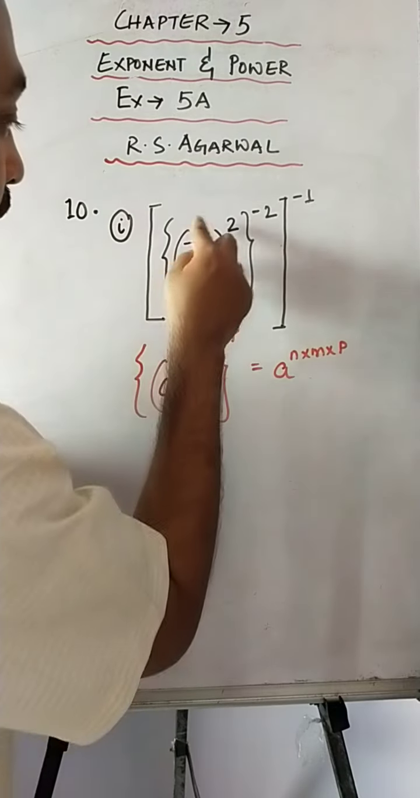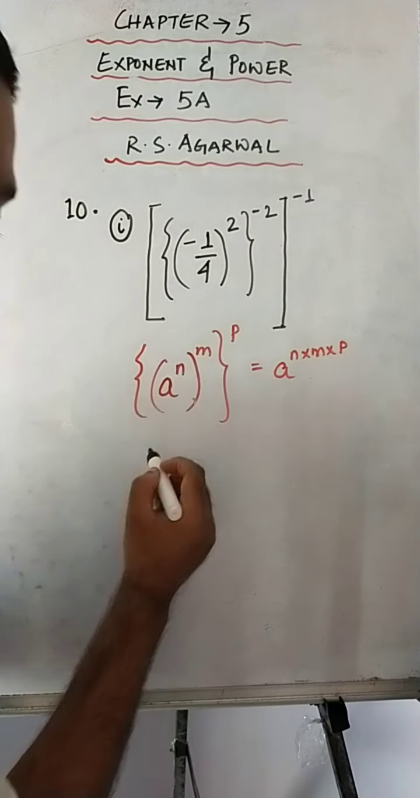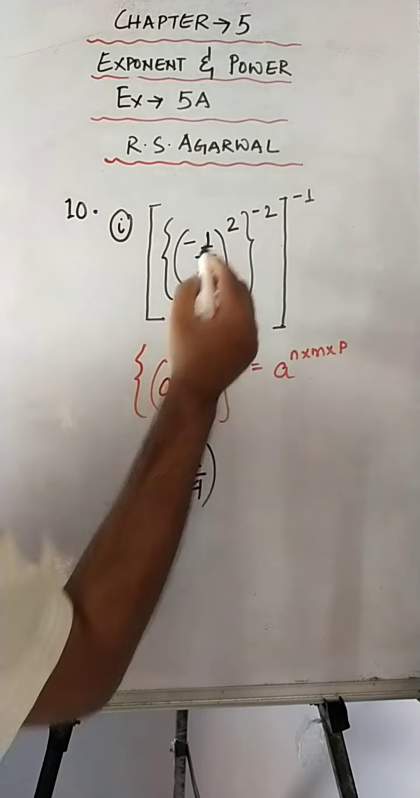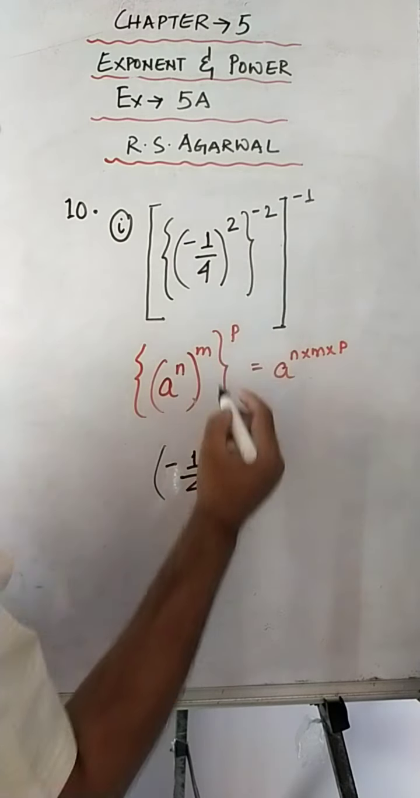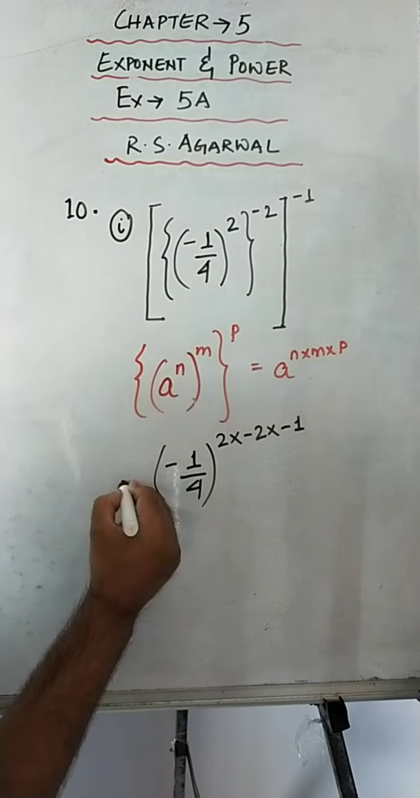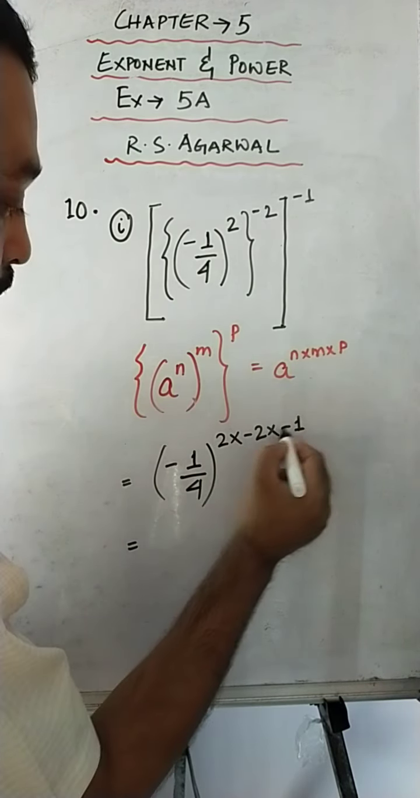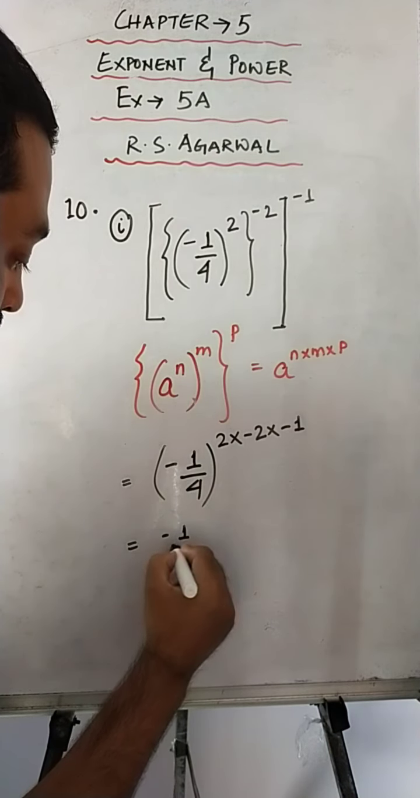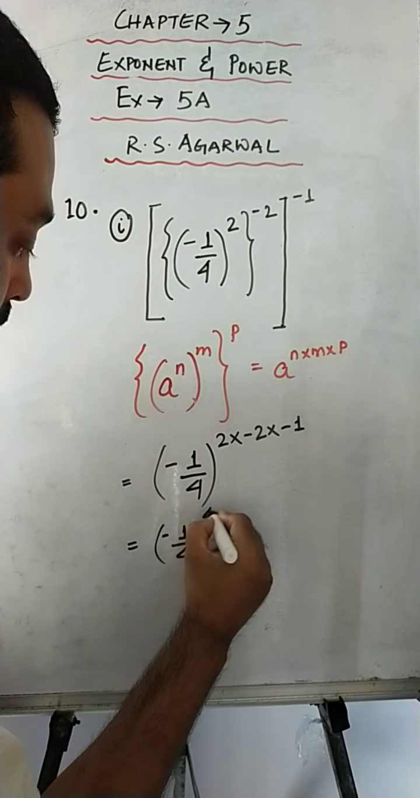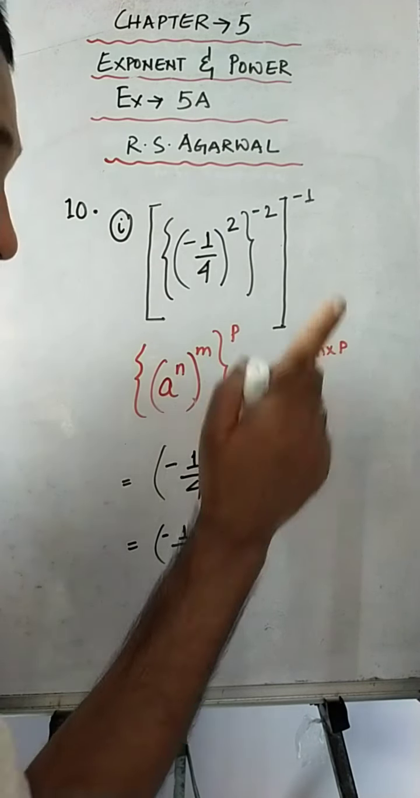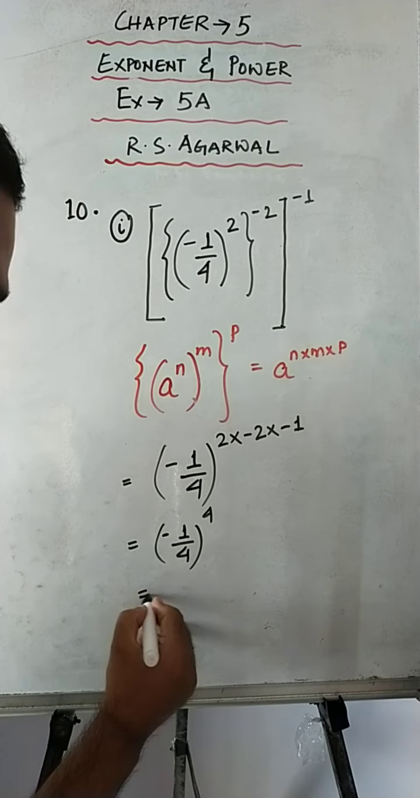So we have a base that is minus 1 by 4, isn't it, students? So we'll write the base minus 1 by 4 and we will multiply all the powers. That is 2 into minus 2 into minus 1. So what will be the product of the powers? That would be 4 only. Because 2 into minus 2 is minus 4. Minus 4 into minus 1 is plus 4. So now we'll simplify this part.